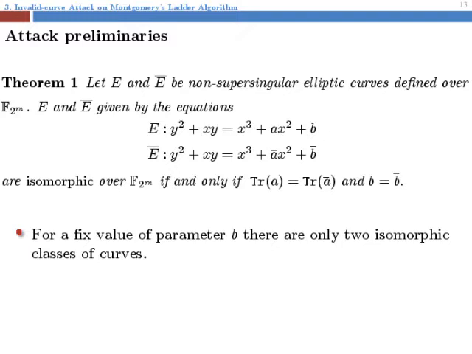Okay? Going to some theoretical things, if we define two non-supersingular elliptic curves over the binary fields E and E bar in this form, we know that they are isomorphic over the binary field if and only if the trace of parameter A is equal and parameter B is equal also. If this is true, these two curves are isomorphic. Actually, for a fixed parameter B, there are only two isomorphism classes of curves: one where the trace of A is equal to 0, and the other where the trace of A is equal to 1.